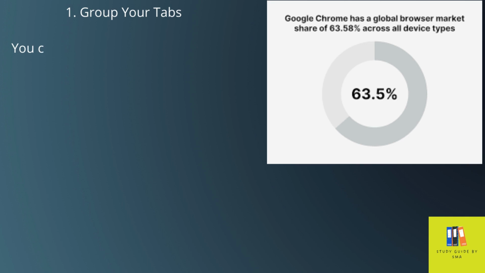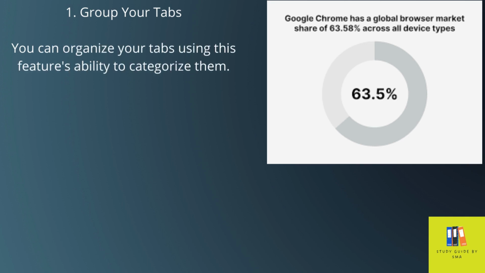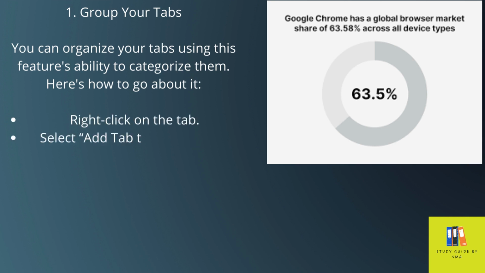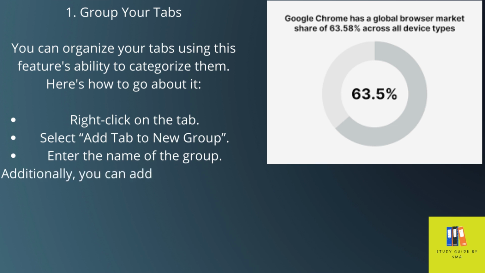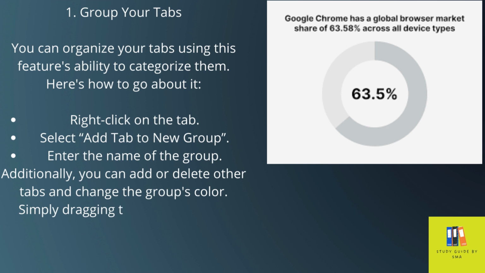1. Group your tabs. You can organize your tabs using this feature's ability to categorize them. Here's how to go about it. Right-click on the tab, select Add Tab to New Group. Enter the name of the group. Additionally, you can add or delete other tabs and change the group's color. Simply dragging them together will organize the tabs in the group.